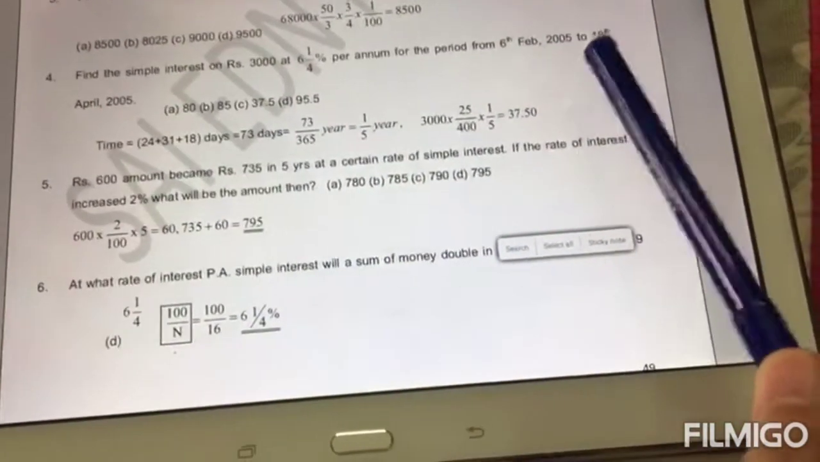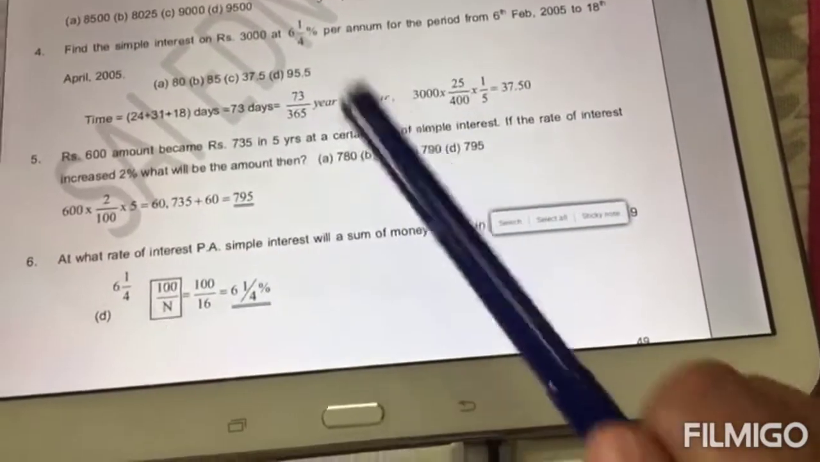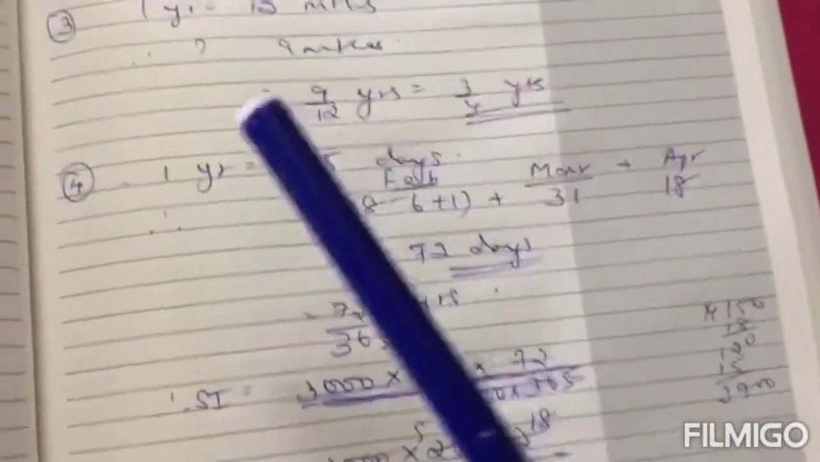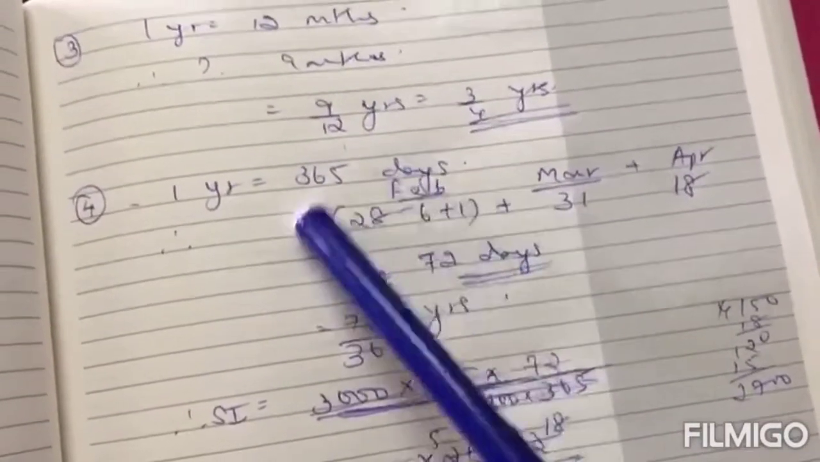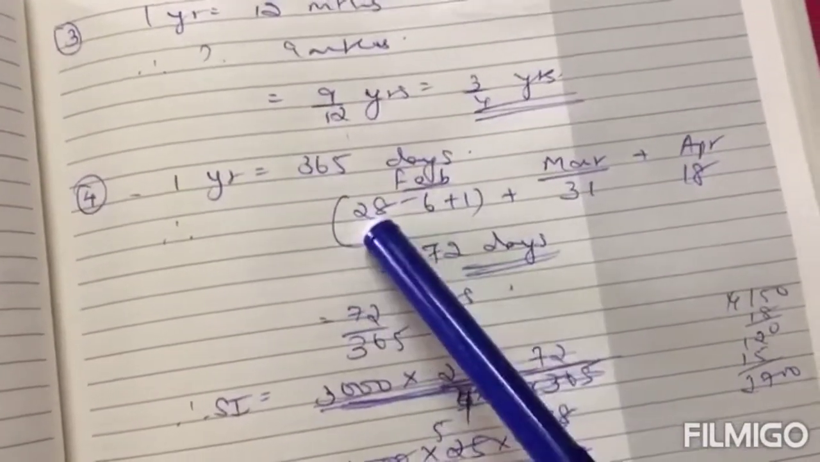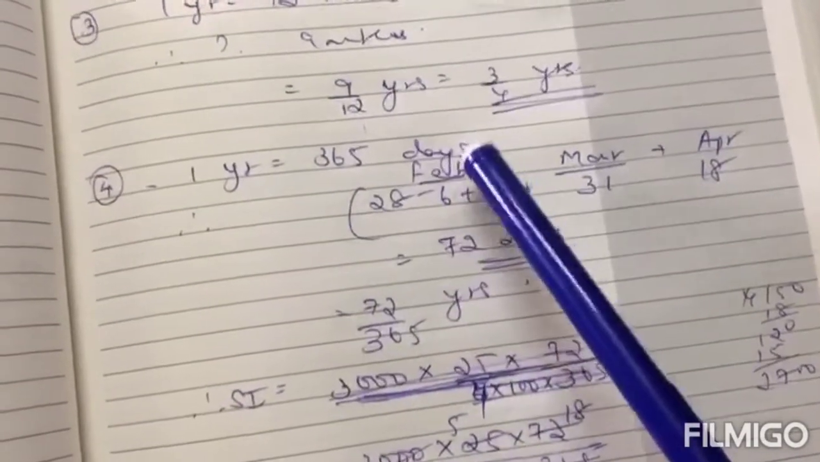Now here we are given only dates. We have to convert it into years. How do we do that? 1 year is 365 days. So we are saying in February, how many days are we including? There are 28 days in February. So it is from 6th Feb, right?